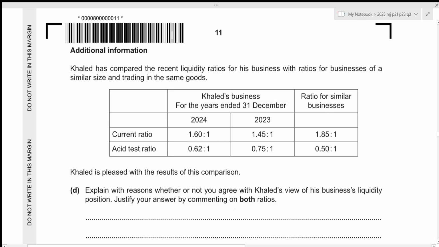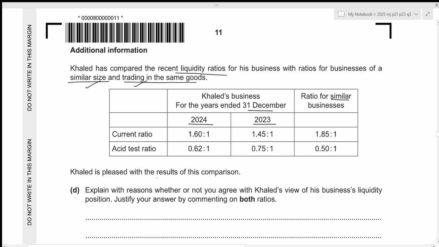We again have some additional information. Khalid has compared the recent liquidity ratios, which compare the cash position of his business with ratios for businesses of a similar size and trading in the same goods. Since we are making a comparison with another business of the same size as well as in the same industry, the comparison will be valid. In this case, for Khalid's business for the years ended 31st December 2024 and 2023, we have the current ratio and acid test ratio, and we have the same thing for similar businesses as well.